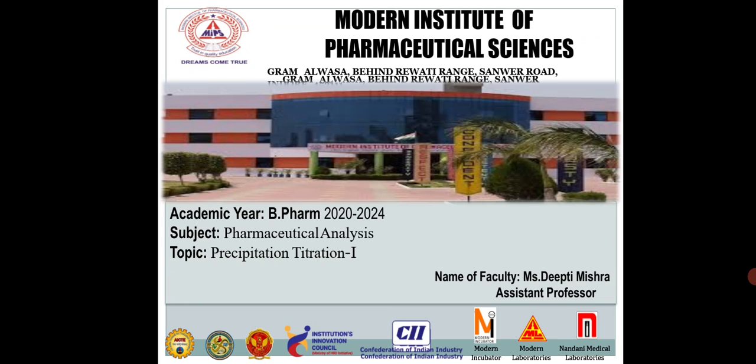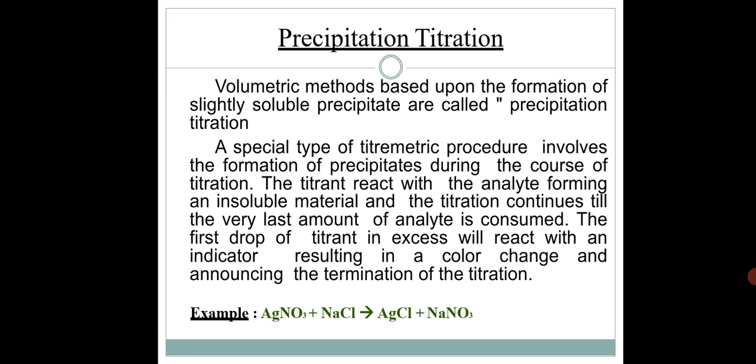Today, we are going to discuss the basics of precipitation titration in pharmaceutical analysis. Let's see the definition. Precipitation titration is a volumetric method which is based on the formation of a slightly soluble precipitate. It is also a part of gravimetric titration.